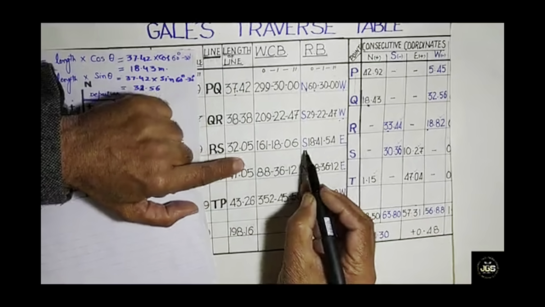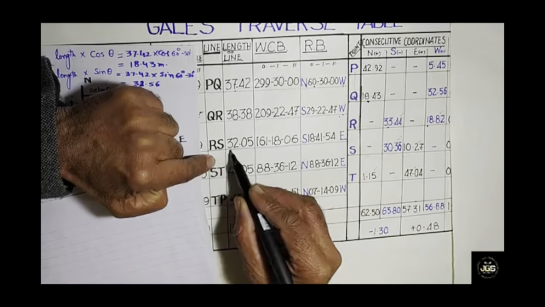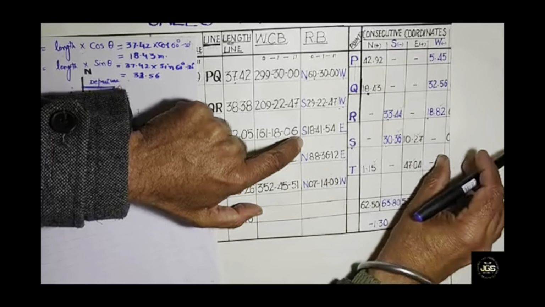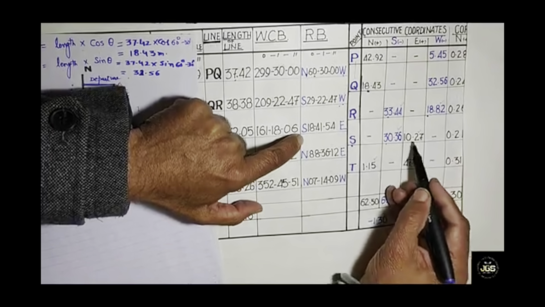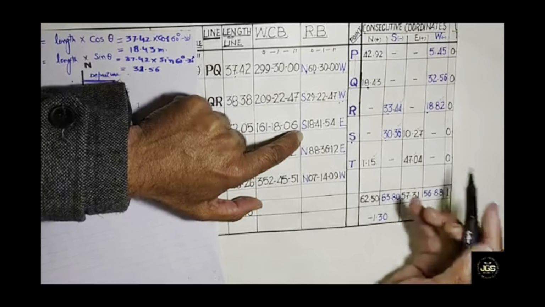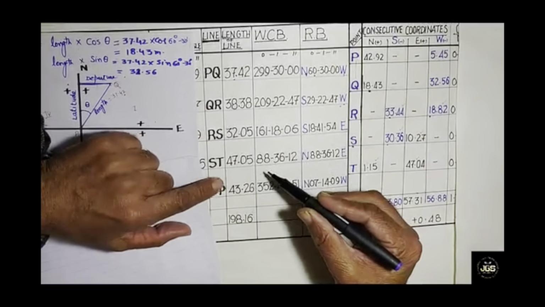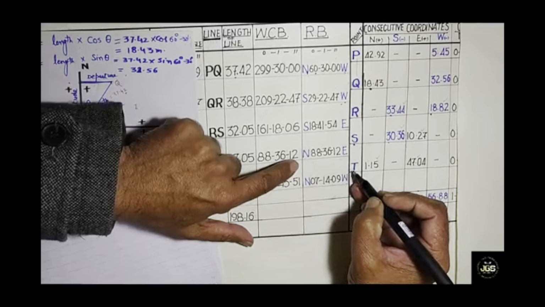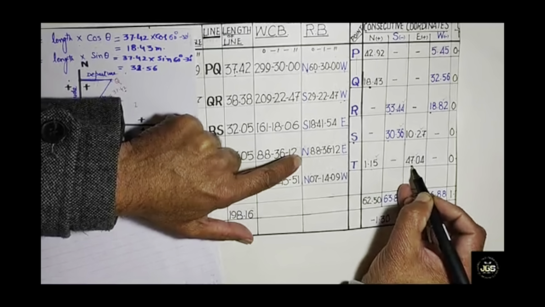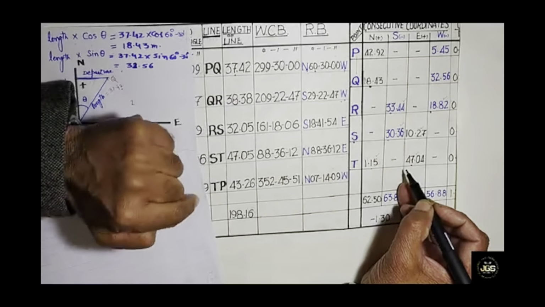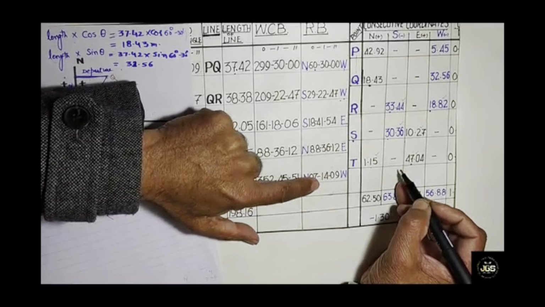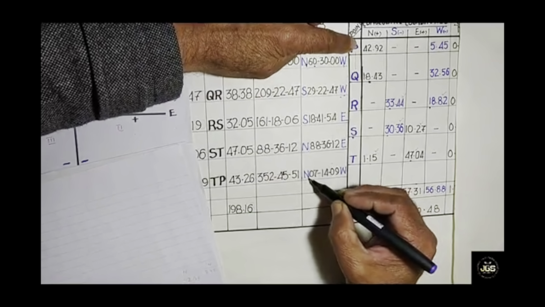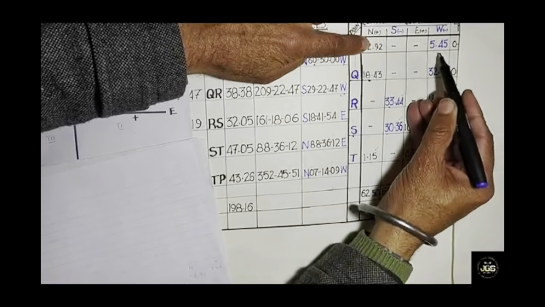Next, when we consider the length RS, the latitude and departure of point S will be entered in the columns of south and east. Over here, this is the east column. Then when we consider the length ST, it provides the latitude and departure of point T. It will be entered in the north column and east column. And the last, TP, provides the latitude and departure of point P. I have taken this point P on the above side, so its columns will be north and west.